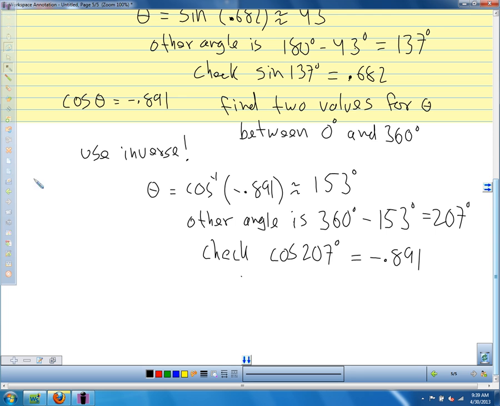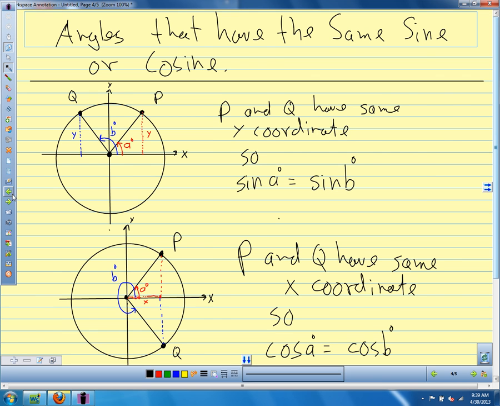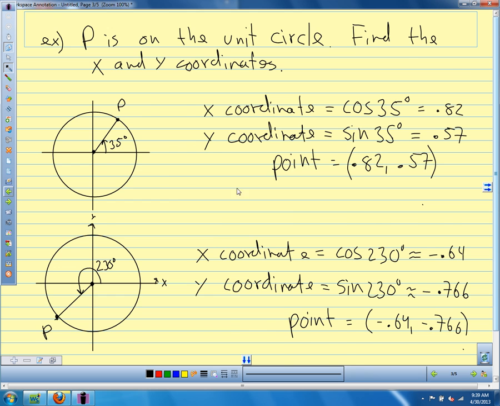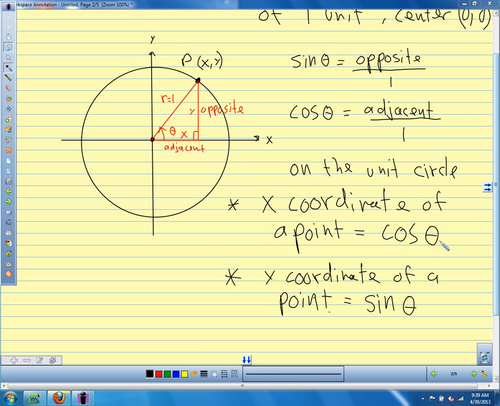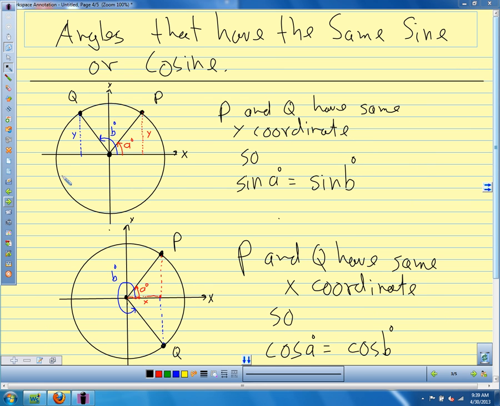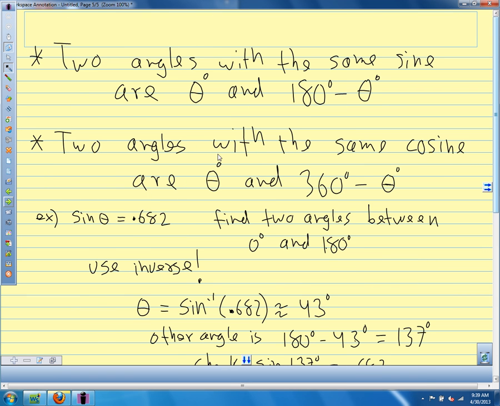All right, so our two big ideas from today. On the unit circle, the x-coordinate of our point is the cosine of our angle. The y-coordinate of our point is the sine of the angle. That was our first big idea on the unit circle. Our second big idea is that we always have two values of an angle that have the same sine or the same cosine, and we can find them by using the rules that we just talked about. For sine, one angle comes from our calculator, the other one we subtract from 180. For cosine, one comes from our calculator, and the other one we subtract from 360.